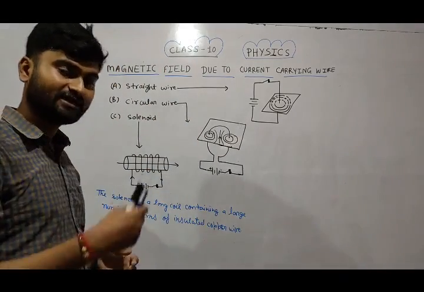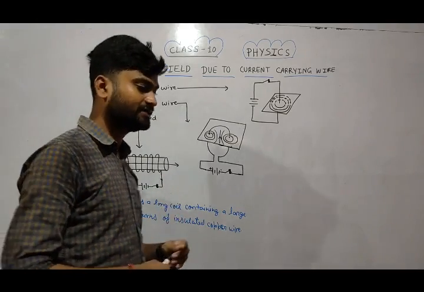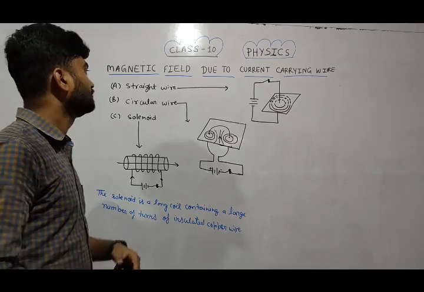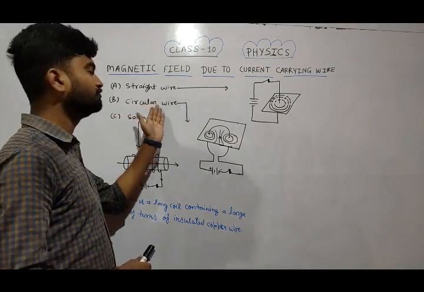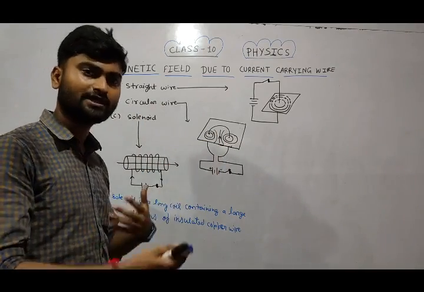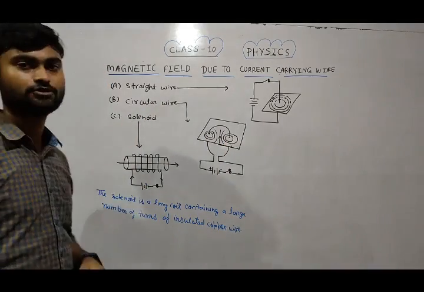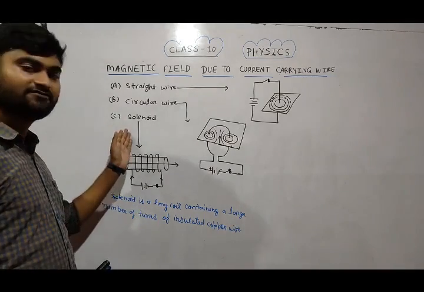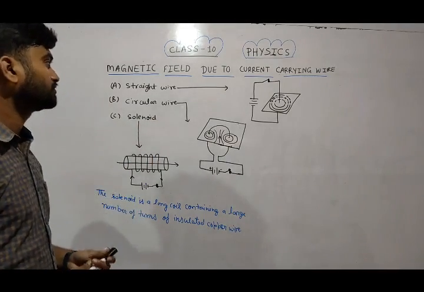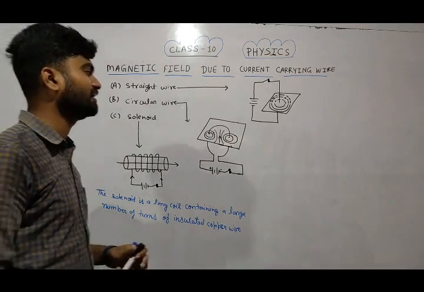Now the next is magnetic field pattern or magnetic field lines or the line of forces. When I say line of forces, it means the magnetic line of forces, right? So magnetic field pattern due to the current carrying circular wire or circular loop, or you can say a coil, right? And the next thing is solenoid. Magnetic field pattern due to current carrying solenoid, right? Solenoid is a particular shape, right? So first we start with straight wire.